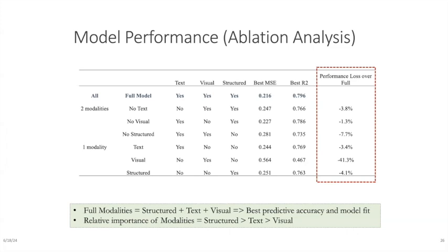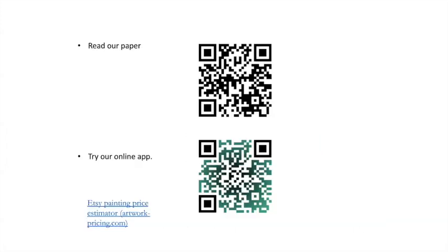There's a lot more that we do in this paper. So for more details, read our paper. It's available on SSRN. There's also a cool online app that's associated with the paper. We call it the Etsy Price Estimator. You can check that out.